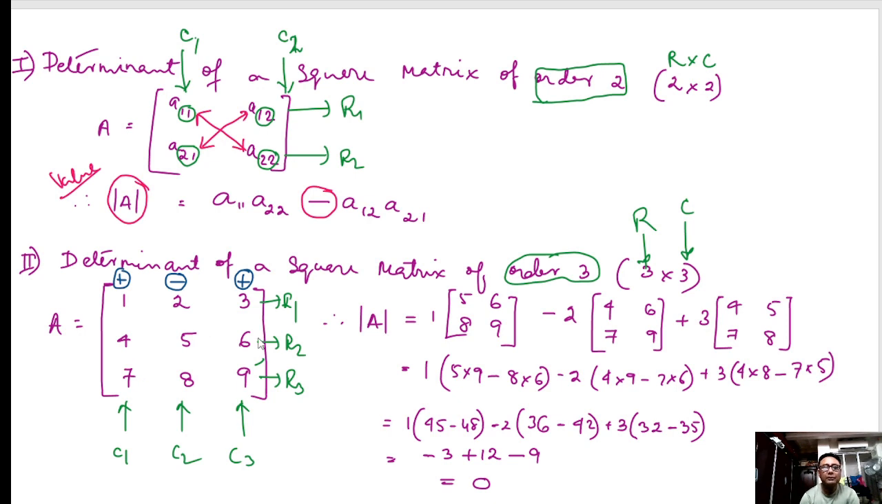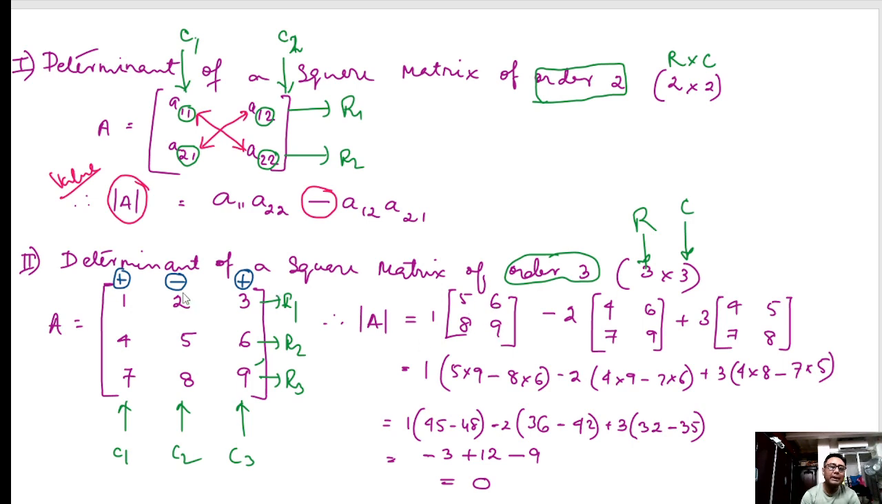So what is left? You cannot choose the row of 1 and the column of 1. So what is left is this. Okay, so that is what I have shown here. See, when you choose 1, you have to choose 5, 6, 8, 9.